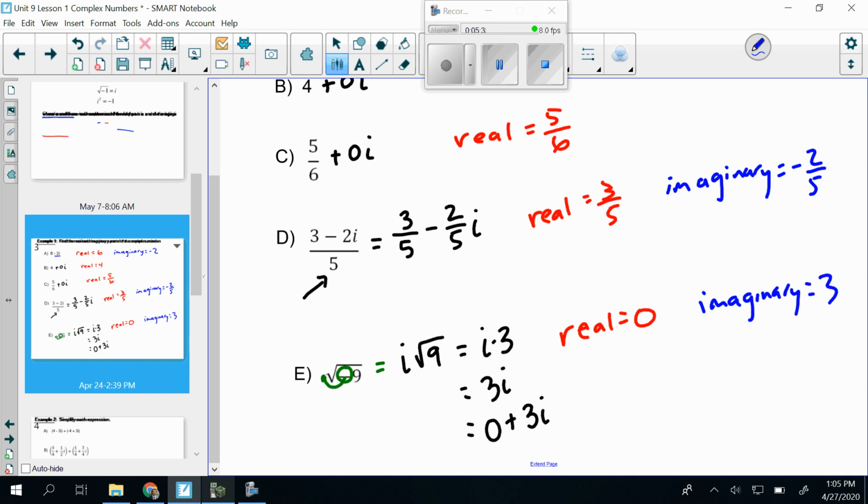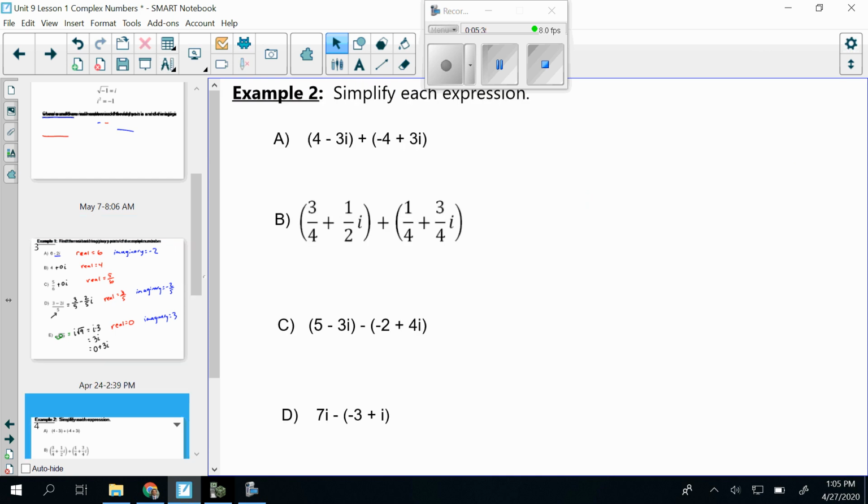Okay. So that's a look at that real and imaginary. Here they want us to simplify each of these expressions by adding and subtracting. When you want to add and subtract complex numbers, the goal is almost to combine like terms, meaning combine the real parts and combine the imaginary parts.